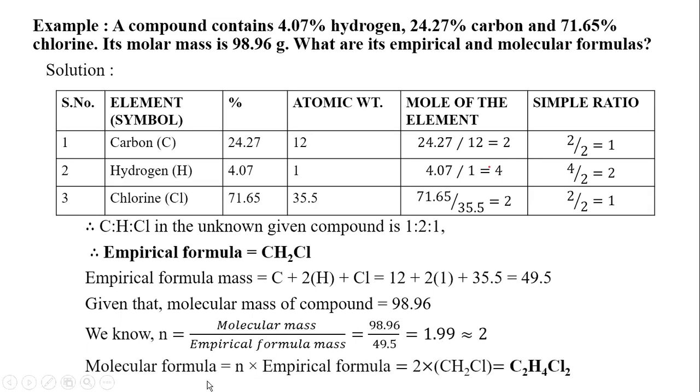So calculating the molecular formula equals n multiplied by the empirical formula. n is 2 and the empirical formula as calculated is CH2Cl. So 2 into carbon will be C2, 2 into 2 of hydrogen will be H4, and 2 into chlorine will be Cl2. So the molecular formula will be C2H4Cl2. This is how we calculate the empirical formula and the molecular formula with the help of mass percentage.